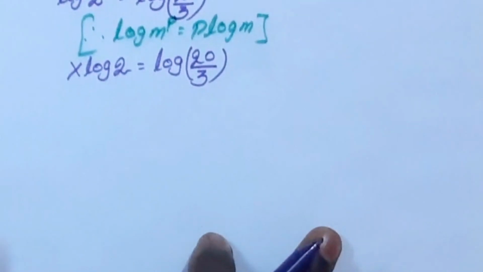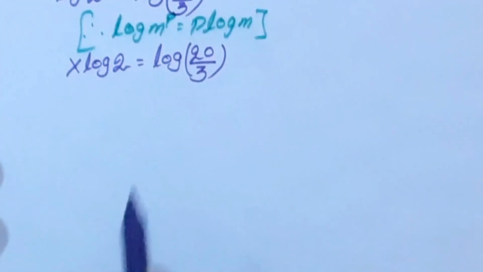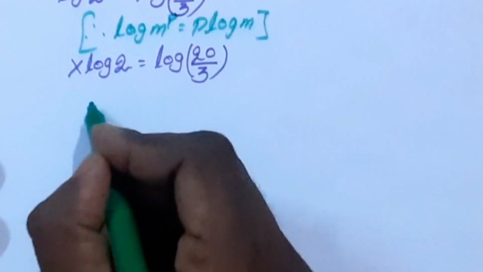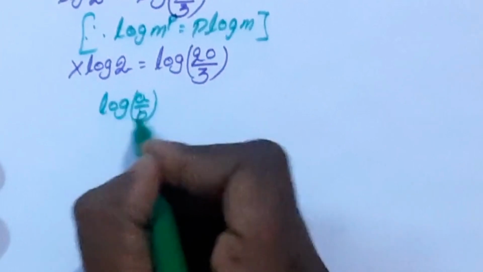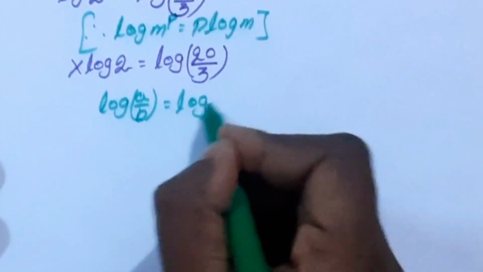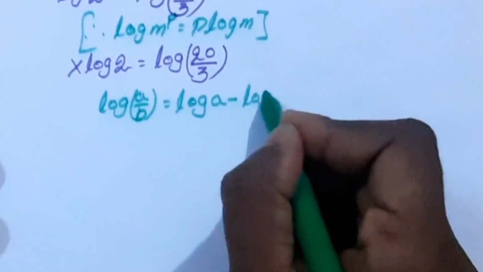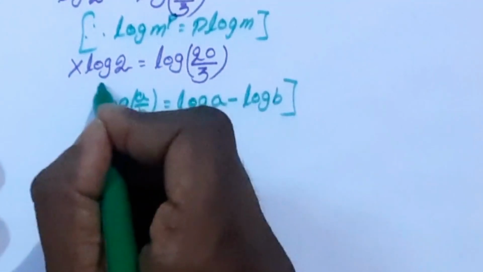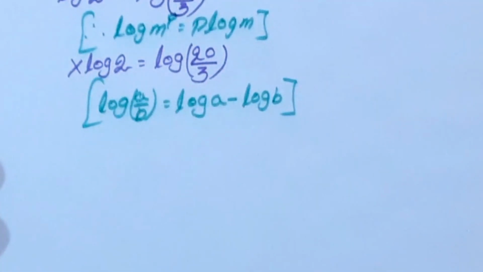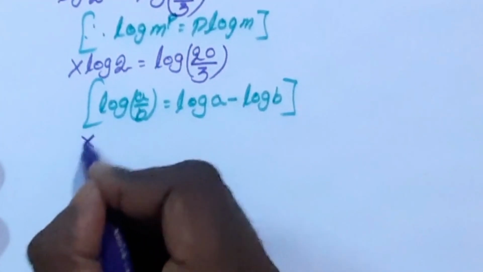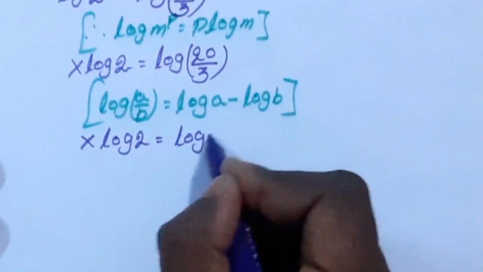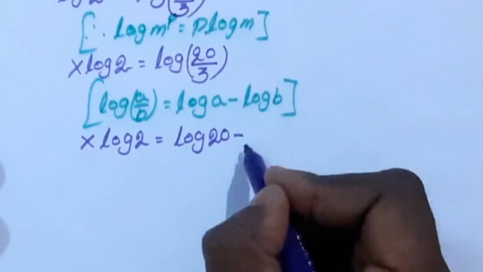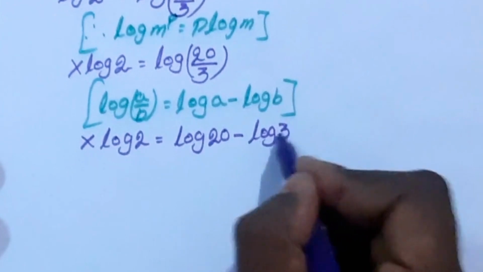Now we are going to apply this log formula. Log a by b equal to log a minus log b. This formula we are going to apply here. So we'll get x log 2 equal to log 20 minus log 3.